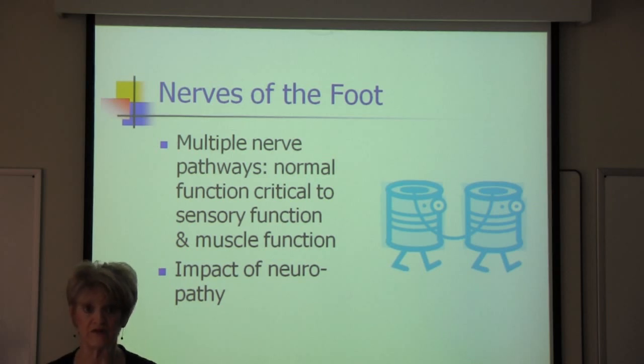The motor nerves, of course, innervate the muscles to maintain the normal contours, the normal shape of the foot. So in our patients who have neuropathy, which is typically our diabetic patient population, but can involve other patients as well, they're at risk for sensory neuropathy, they're at risk for motor neuropathy, and as we'll discuss later, they're also at risk for damage to the autonomic nerves, which control sweat gland function and the size of the blood vessels.